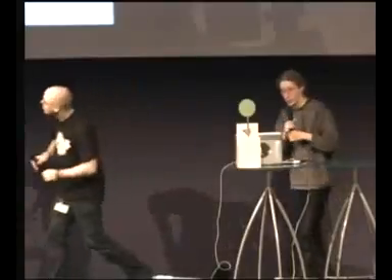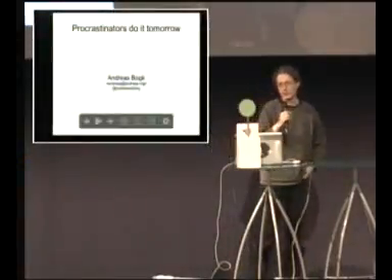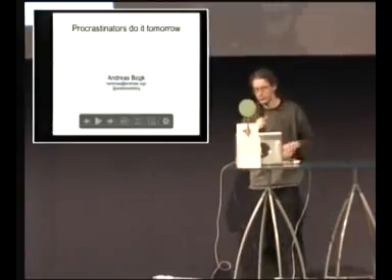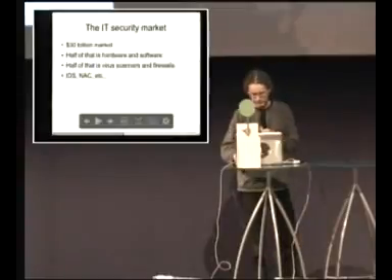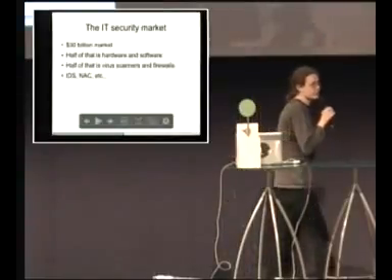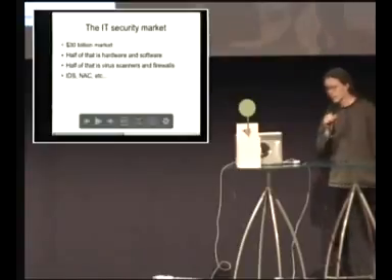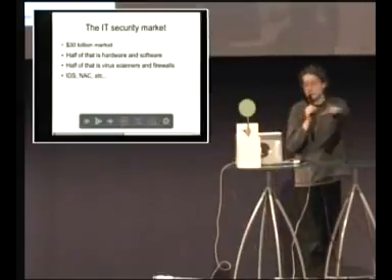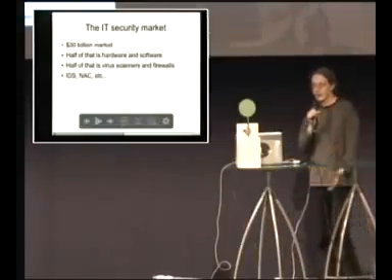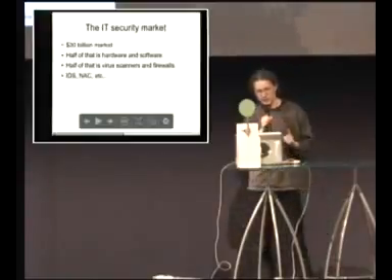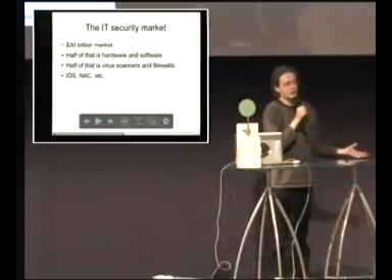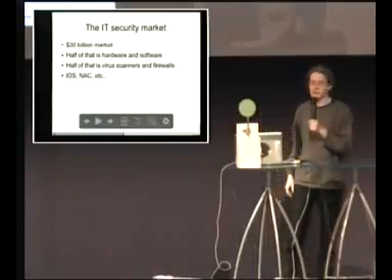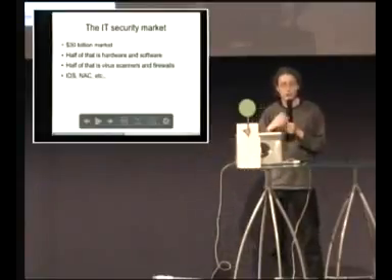Okay. Hello, my name is Andreas, and the title of my talk is Procrastinators Do It Tomorrow, because we have all been waiting way too long to do something about computer security. If you look at the IT security market, people spend a lot of money on security solutions, 30 billion a year. Half is on services, that's you guys. The other half is hardware and software that does interesting stuff, and half of that, again, is virus scanners and firewalls. Now, we all know how much virus scanners and firewalls help, and I think Joe has shown how the other stuff that the security industry is selling, like IDSs, network access control, etc., is working.